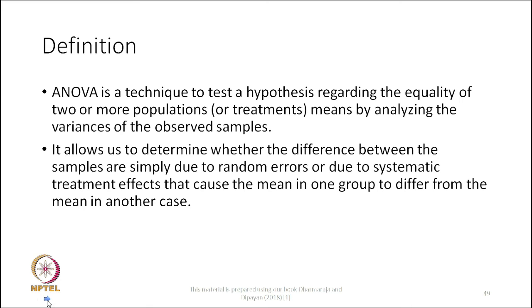It allows us to determine whether the difference between the samples is simply due to random errors or due to systematic treatment effects that cause the mean in one group to differ from the mean in the other. So, the conclusion here is different from the way you do the testing of hypothesis with the population mean in the first part. Here we are going to analyze via the variance of the observed samples, that is a very important concept.